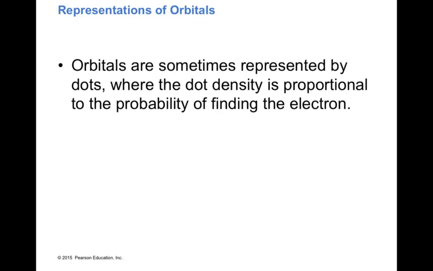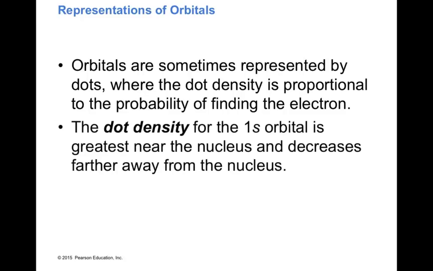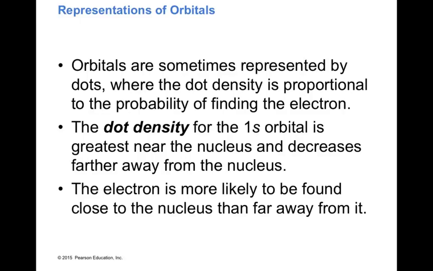Orbitals are sometimes represented by dots, where the dot density is proportional to the probability of finding the electrons. For example, the dot density for the 1s orbital is greatest near the nucleus and decreases farther away from the nucleus. The electron is more likely to be found close to the nucleus than far away from it.